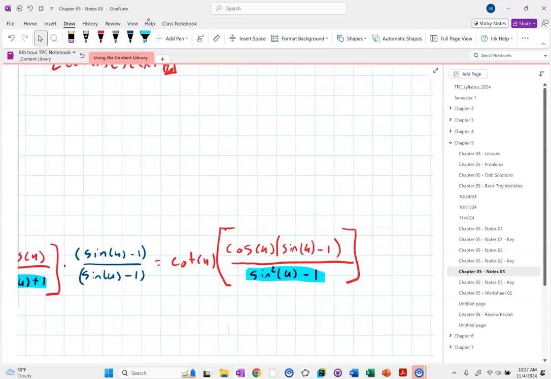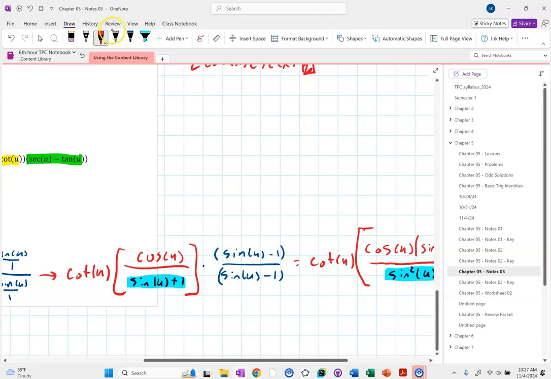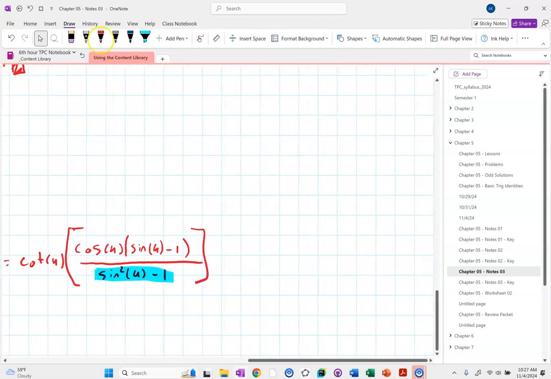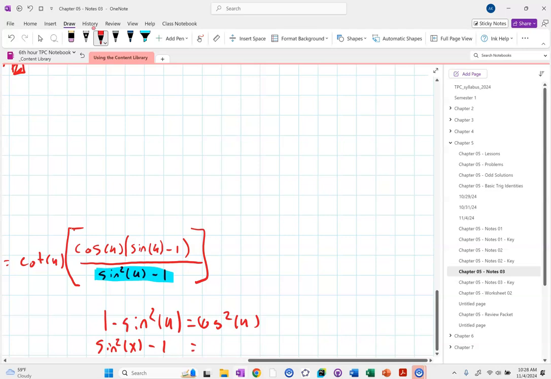So if you wanted to factor that denominator and reduce, you're just going to end up right back where we started. The key is that piece in blue, sine squared minus 1. That I can use an identity on. Close. So I know 1 minus sine squared is cosine squared. But here I have sine squared minus 1. What do you notice is different about the signs?